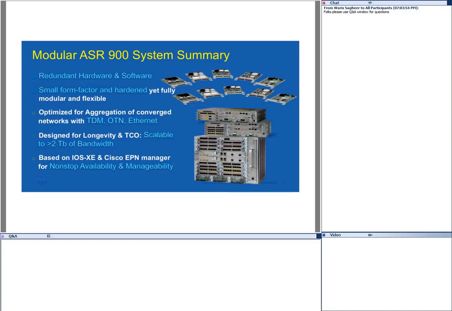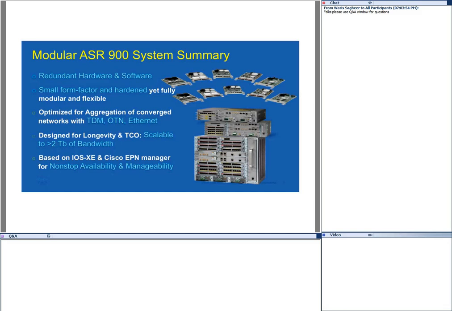Small form factor and hardened. So when we talk about ASR902, 903, they are small form factor. Right, 907 is obviously bigger, but when we talk about depth, and the density that the box can do, even with 907, it relatively occupies a smaller space when compared to the capability of the box.